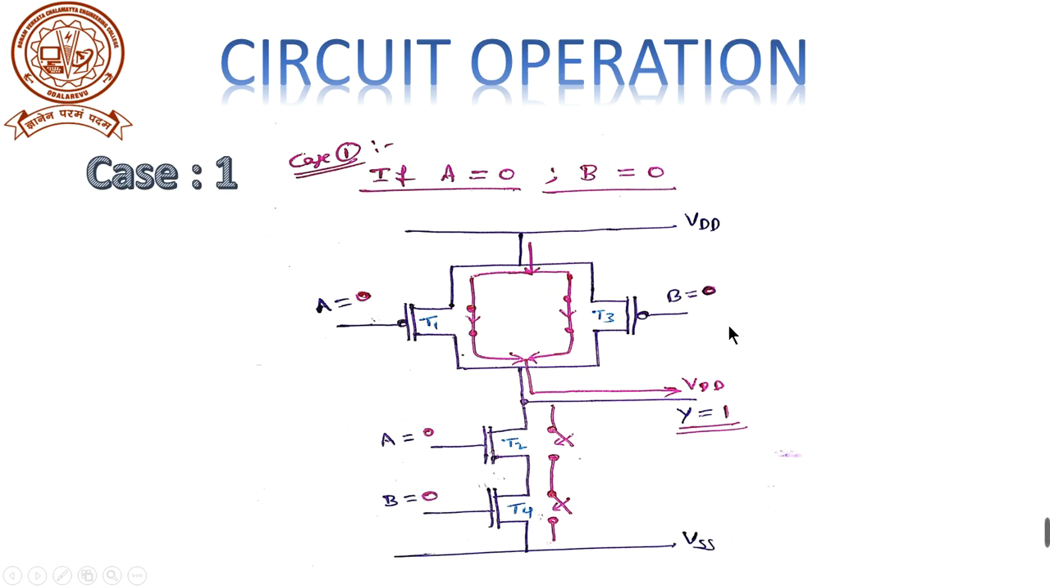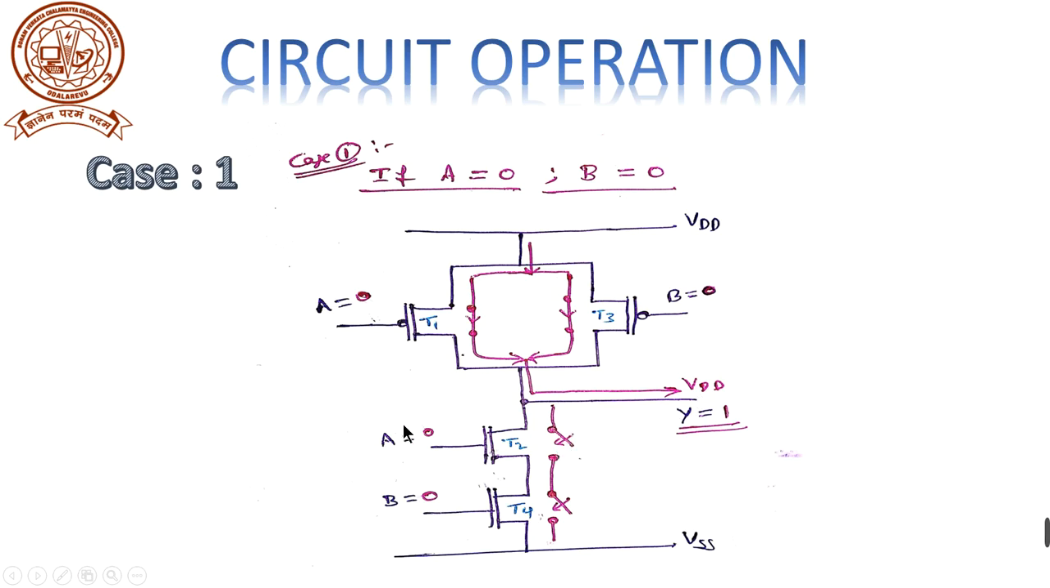So coming to the first case for the circuit operation, case 1, that is if both the inputs A and B are 0, what will happen in the circuit? See here, if both the inputs A and B are 0, in the pull up logic both the transistors are in on state, because the PMOS transistors operate for logic 0. That means both the transistors T1 and T3 are closed switches. If they are closed, the current passes through the transistors and reaches VDD.